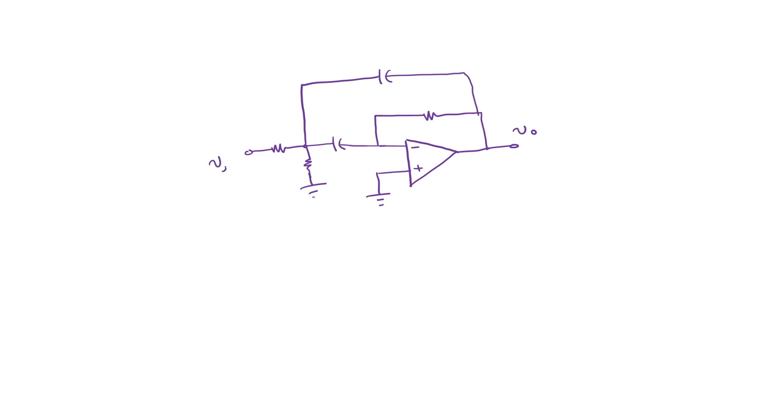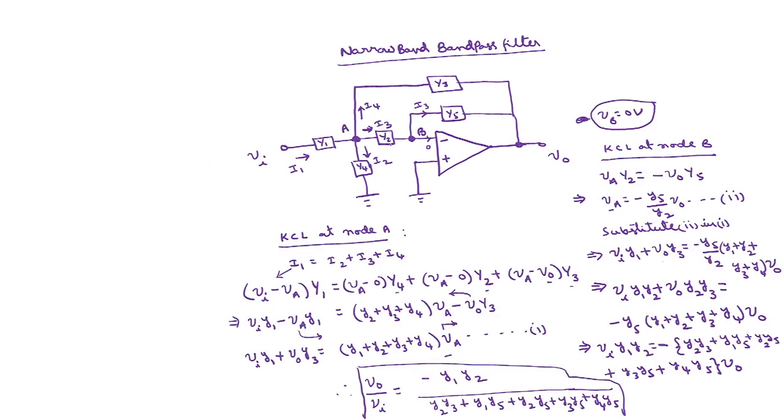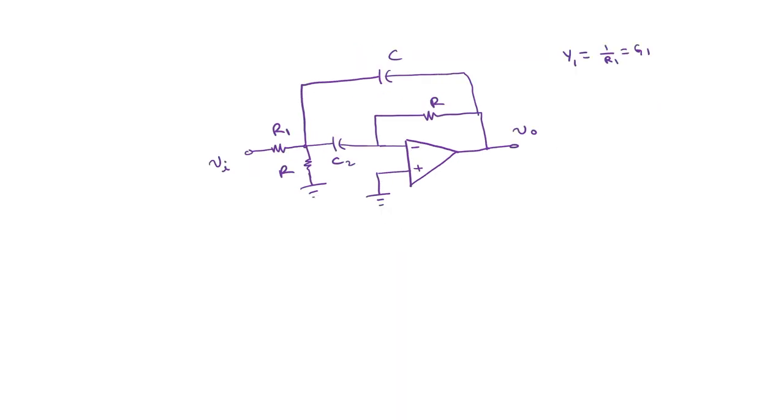This is V0, this is Vi, this is R, R, C, R, C. So what is now y1? This is y1, you call as 1 by r1, which you can call as g1. And this is y2. In place of y2, what is there? We have C2, so y2 is equal to sC2.